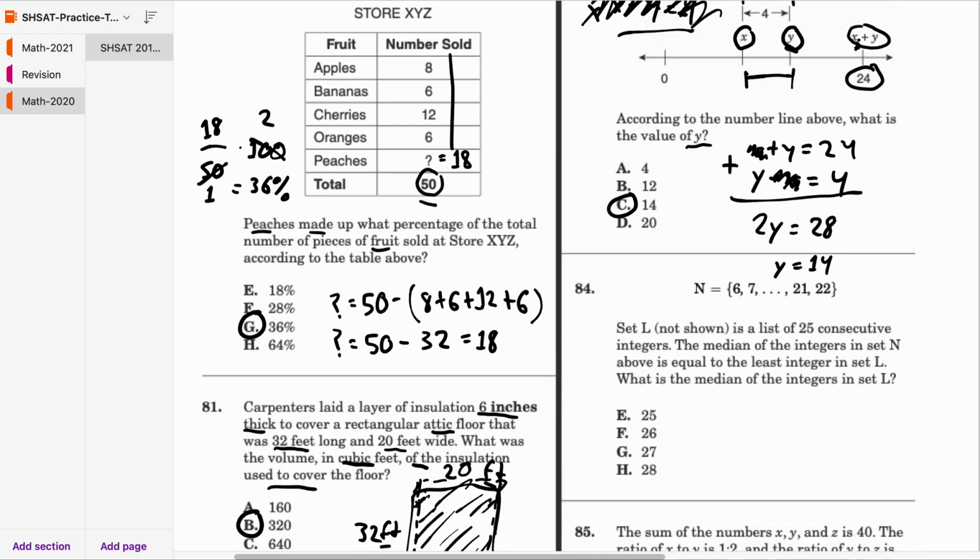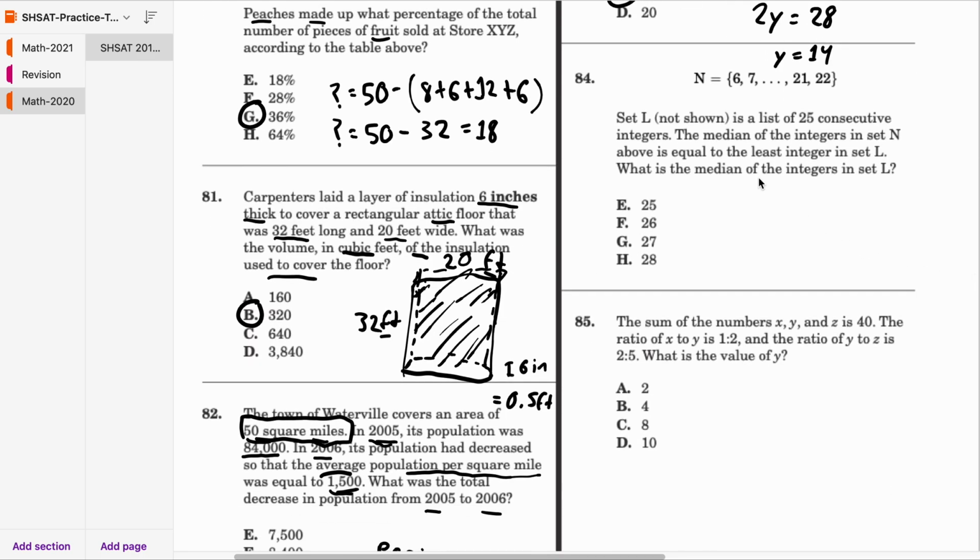Okay. So 84. So we have some numbers, right? So 6, 7, 8, 9, 10, up to 22. Okay, so we're being told we have a set L, which is not shown, and it's a list of 25 consecutive integers. Okay, so the median of the integers in set N, this is set N, is equal to the least integer in set L.